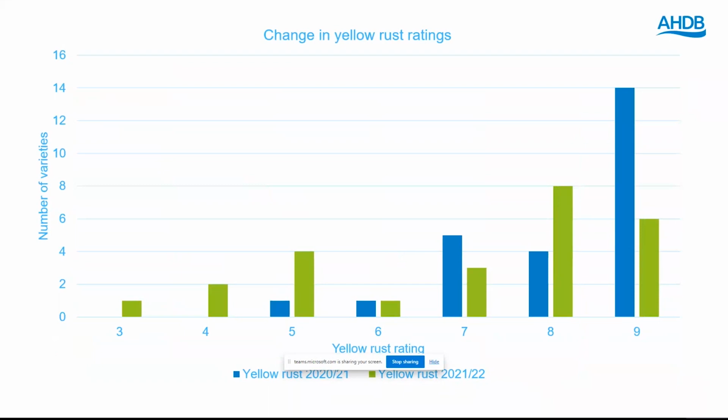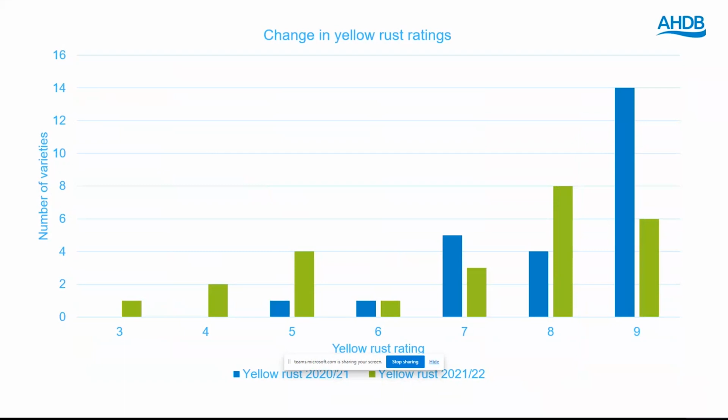This chart shows the impact these changes have had on the varieties' ratings this year. I've only included varieties that were also recommended last year in these charts, as new varieties added to the recommended list this year don't have a rating from last year to compare against. The blue bars represent last year's ratings and the green bars represent this year's ratings, and each bar shows the number of varieties that got that rating in the 2 different years.